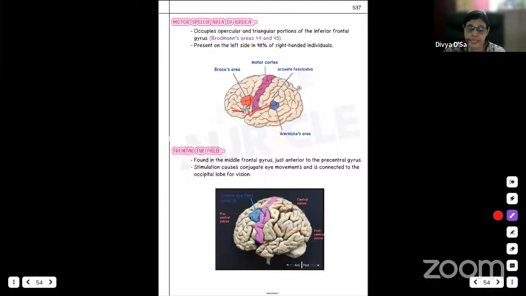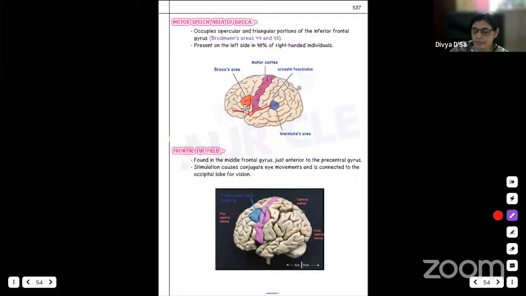One thing you should remember is this Broca's area is mainly situated not on both the hemispheres. It is situated only on the predominant hemisphere, meaning the dominant hemisphere. So if it is in right-handed individuals, it is situated on the left side, because the right side movements are controlled by the left side, isn't it? So that is why. Then we have an area called the frontal eye field.